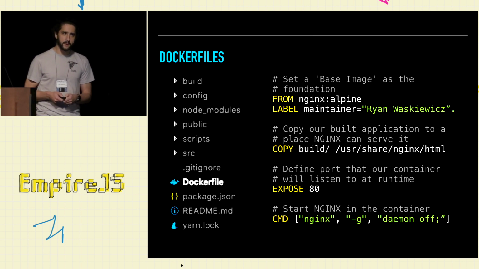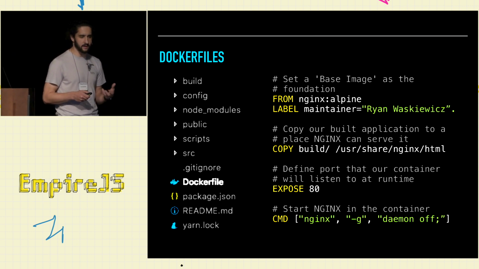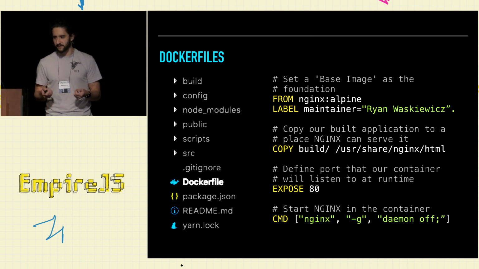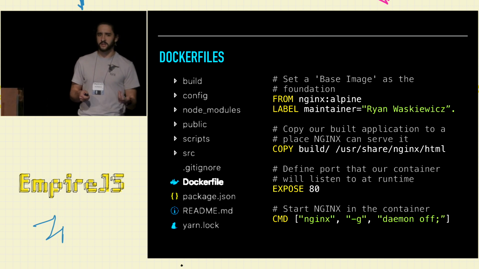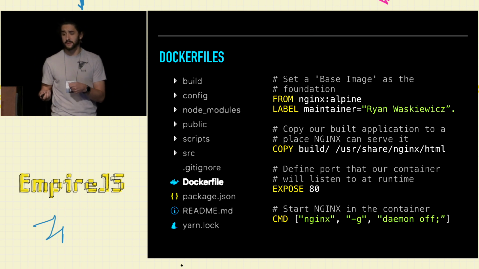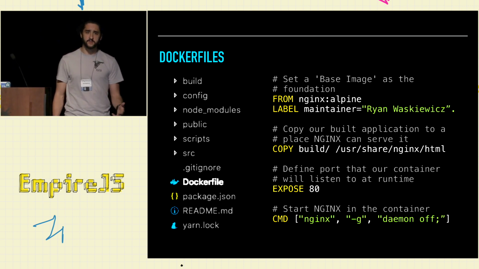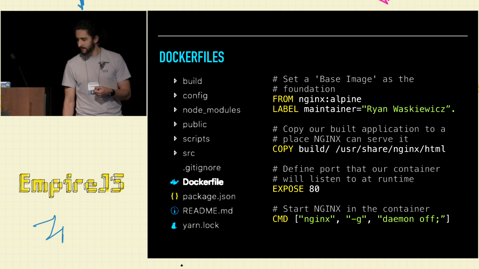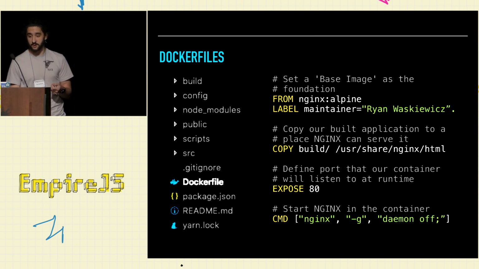The third, I copy my pre-built, my pre-bundled application. So I've already run Webpack, I've run Rollup. I've already taken my JavaScript and I've transpiled it if needed, and the output of that is in the build directory there. And all I'm doing is I'm copying that to a location that Nginx can serve it up from. Next, I expose port 80, which allows me to communicate with my container. And then I run a command line instruction in order to invoke Nginx and to start it up.